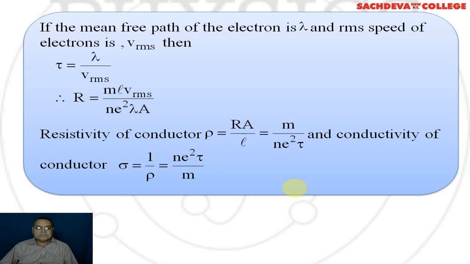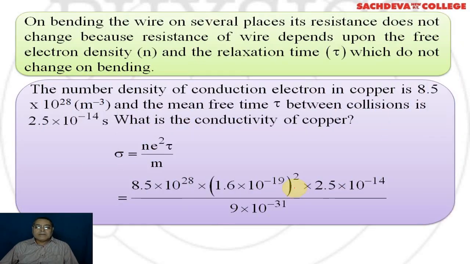The resistivity of a conductor is indicated by rho, and rho is RA over L. For this, we put in the value of R, which is m L Vrms over ne²λA, and the net expression for rho becomes m over ne²τ. The conductivity of a conductor, the reciprocal of resistivity, is sigma equal to 1 over rho, which is found to be ne²τ over m. On bending the wire in several places, its resistance does not change, because the resistance of the wire depends upon the free electron density and the relaxation time, which do not change on bending.